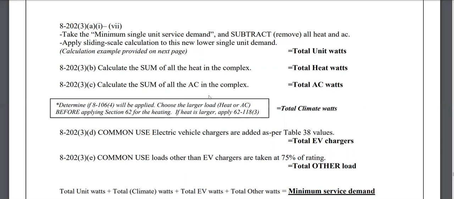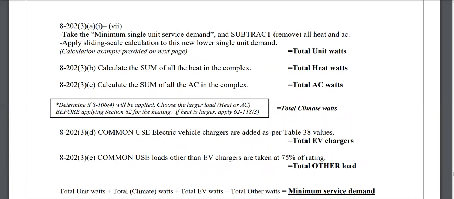8202 3C, calculate the total of all the AC. Remember, 8106 subrule 4 will be applied. And so that means that we look at the total heat, total AC, and we decide which one's bigger, and then we apply 62118 subrule 3 if heat is larger. That would give us our total climate watts.